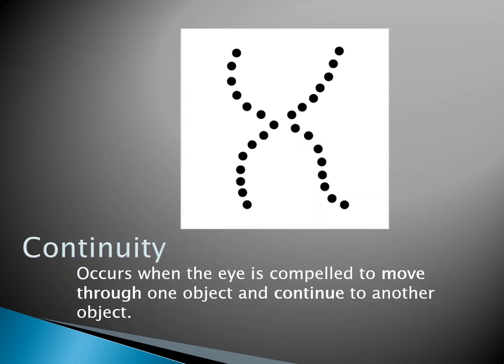Continuity, right? This occurs when the eye is compelled to move through one object and continue to another object. So you have all these random dots here, but yet our eye follows it, kind of like this, right, and continues to another object. So we see kind of like that cross, that X there.